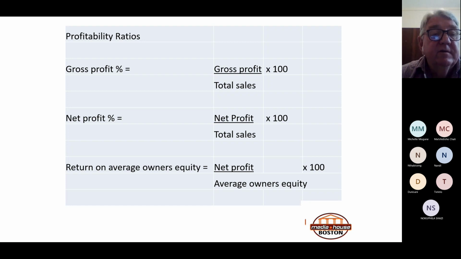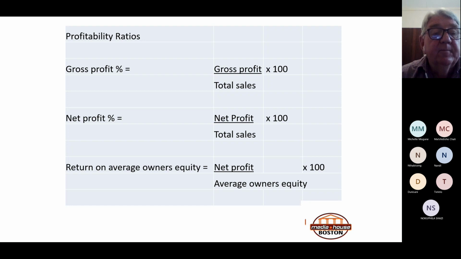So the first ratio in terms of profitability that we will look at is our gross profit percentage. Now, what do we mean by that? We will look at our gross profit on our income statement. Sales less cost of sales gives us our gross profit. We will then divide that by our total sales, multiply by 100, and that will give us a percentage.